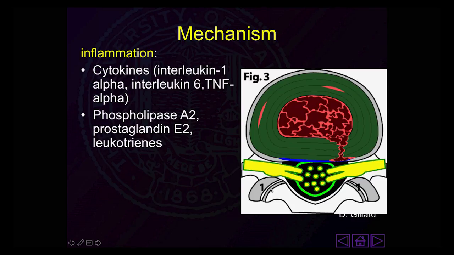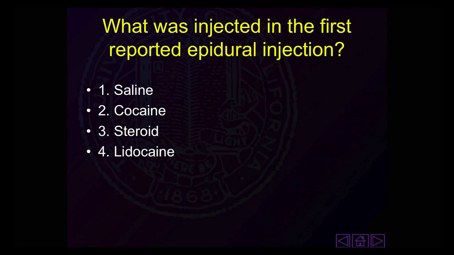You can see how the facets are very close, and those can become inflamed as well. And they set up and release these inflammatory proteins, and some are listed here. And when that inflammatory cascade gets set up, that's when it's painful for us. So it makes sense that we would want to inject something to help with the pain. And a radiologist was one of the first ones to do that back in the early 1900s. So what do you think he decided to inject into that space? Saline or salt water, basically, cocaine, steroids, or lidocaine?